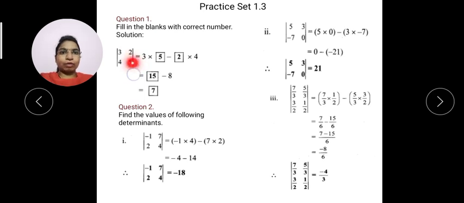Simply by cross multiplication. 5 3s are 15 and 4 2s are 8. You will get 7. Simply do the cross multiplication, subtract the values, and you will get the value of the determinant. In this way, all these questions regarding finding the value of a determinant, I already taught you. From this PPT you have to complete your notebook.